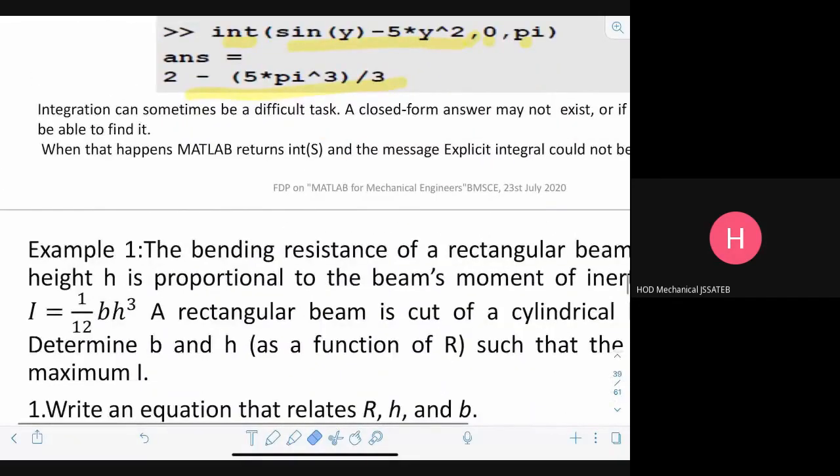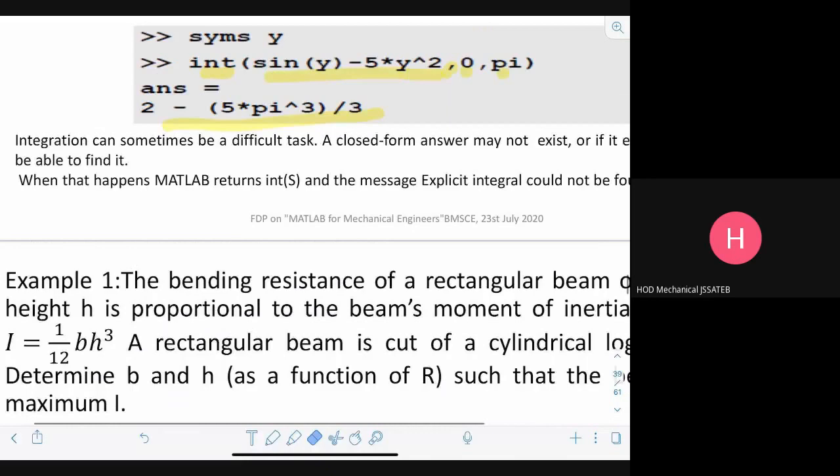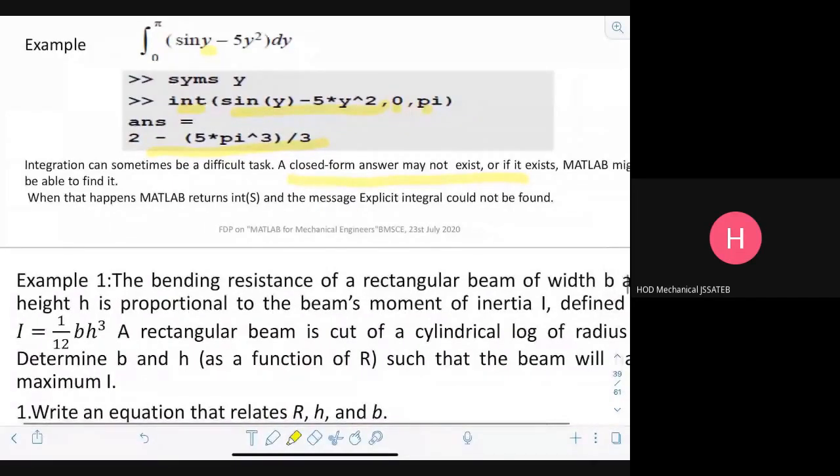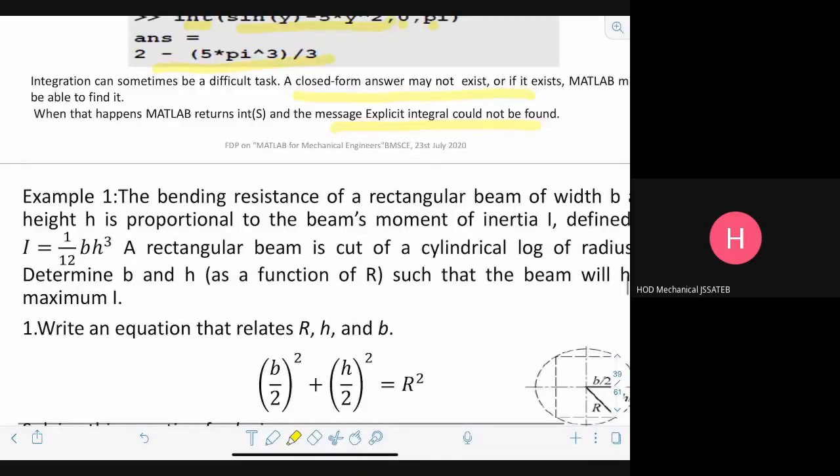And remember, sometimes it's not possible because the closed form answer may not exist. In that case, you will find an "explicit integral could not be found" message from MATLAB, because it's not always possible to get. Now, I ran through this, and of course I have pasted all these codes, and maybe I might have deleted 2-3 slides. But let us try to look at some applications with respect to this using symbolic variables.